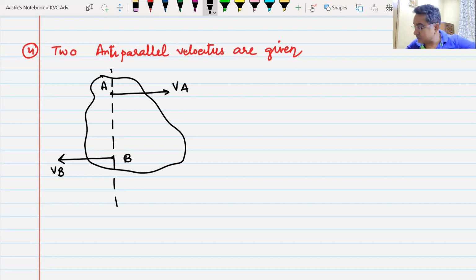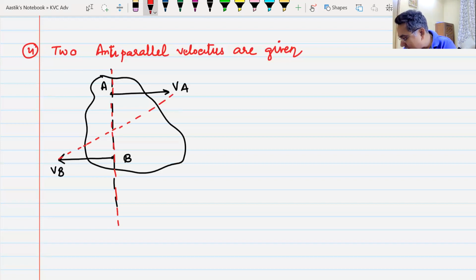Sir, by joining the final positions of two vectors. Final positions? Head of the two vectors. They are not final positions, they are the heads of the vectors. Now you understand the geometry also. When you start seeing things, you will understand. It's all about geometry, my dear friends. So this would be the instantaneous center of rotation.